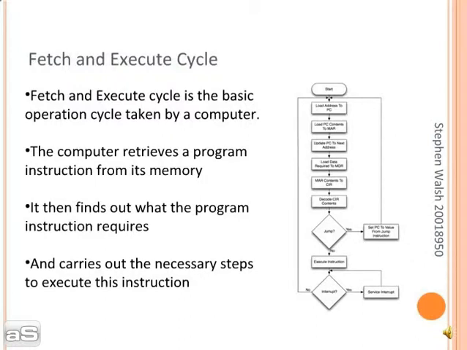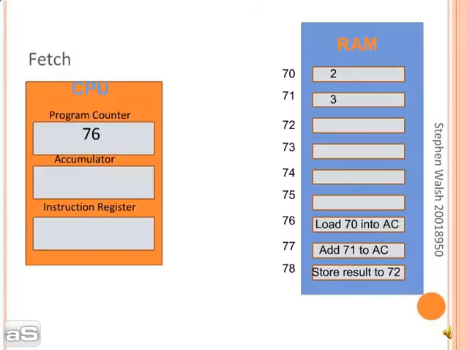The fetch and execute cycle. A fetch and execute cycle is the basic operation cycle undertaken by a computer. The computer retrieves a program instruction from its memory. It then determines what the program instruction requires and carries out the necessary steps to execute this instruction. This is an example of the fetch and execute cycle.